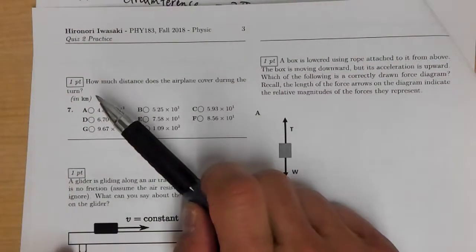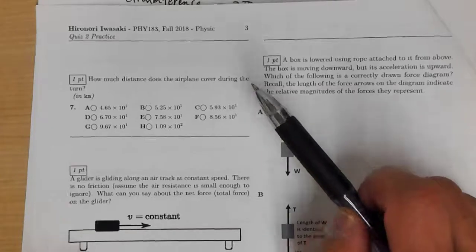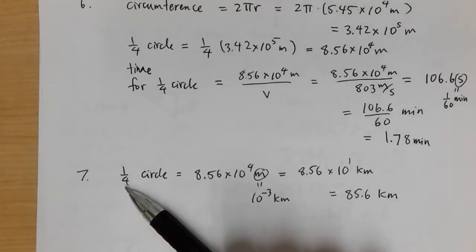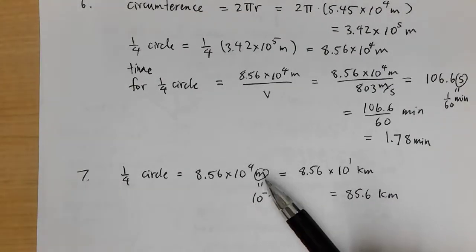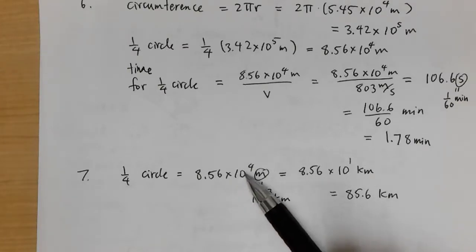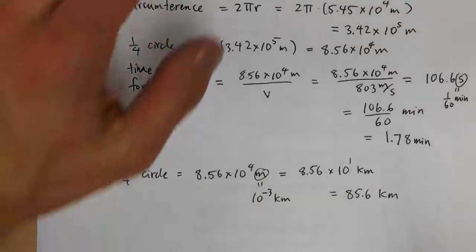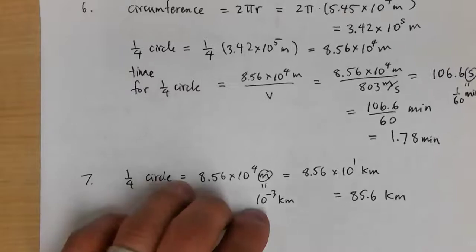Okay, next question is how much distance does the plane cover during the turn? We already calculated that. 1/4 of a circle is 8.56 times 10 to the 4th meters, or 8.56 times 10 to the 1st kilometers.